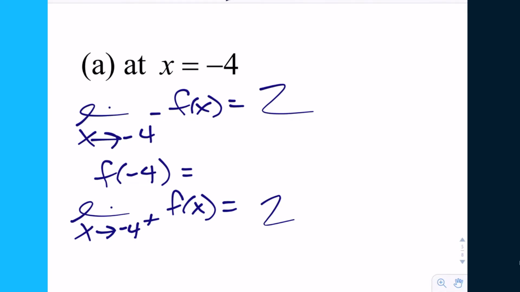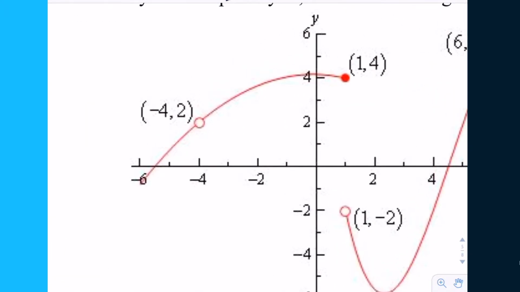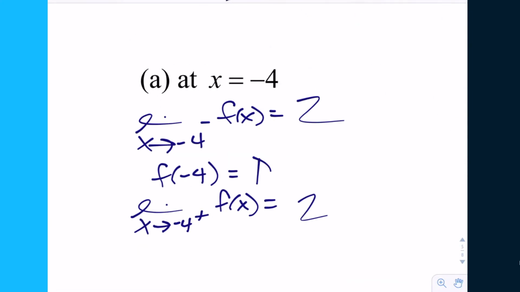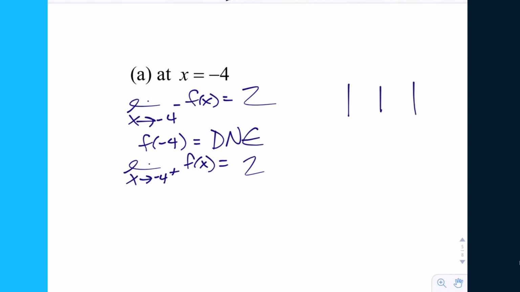My iPad's upside down. There we go. What's f of -4? Look high, look low. Do you see a dot? I don't either. So does it exist? No. So is it continuous there? For sure it's not. But based upon the three-step definition, what reason are we going to cite?